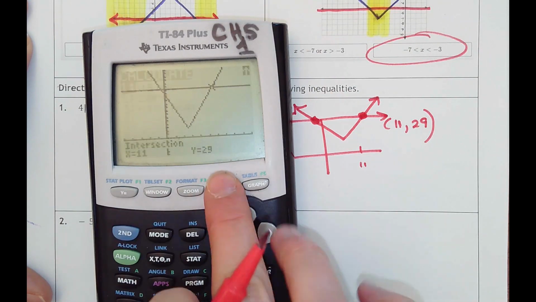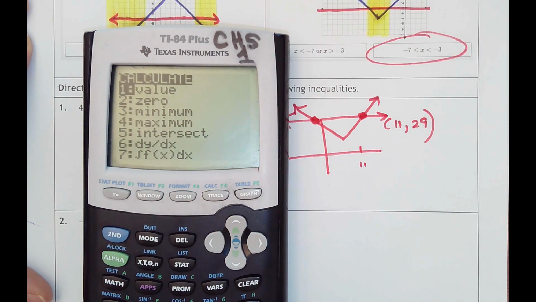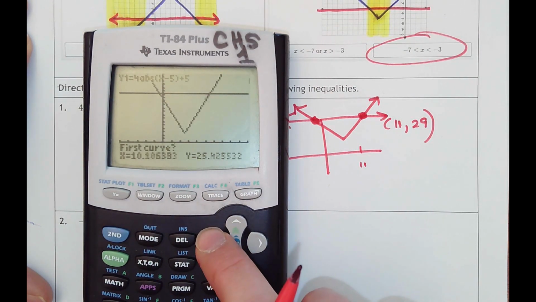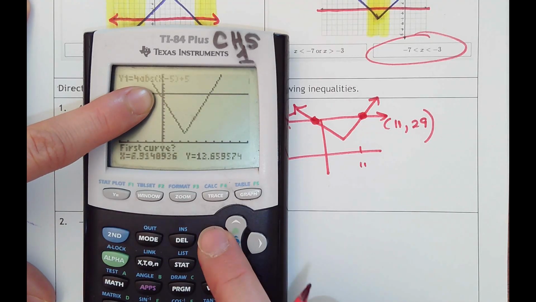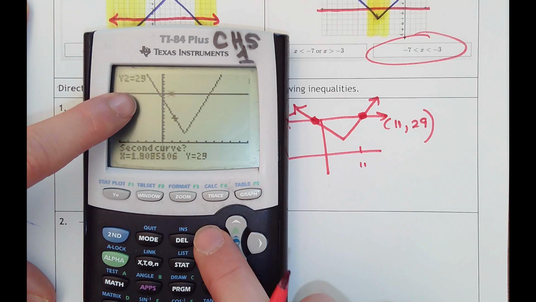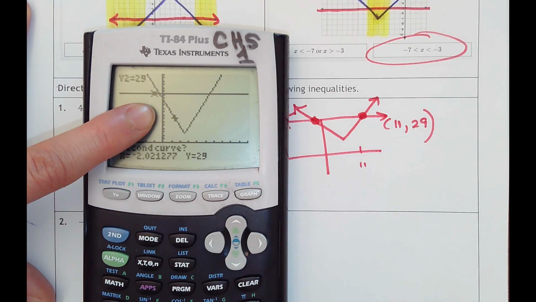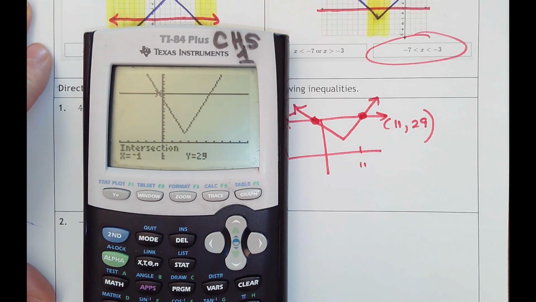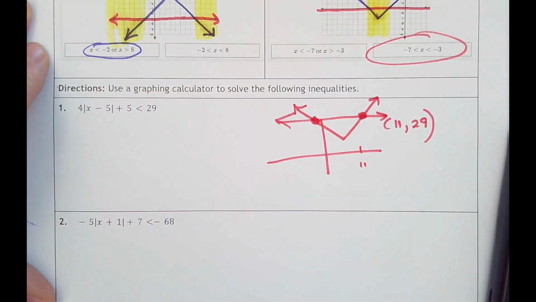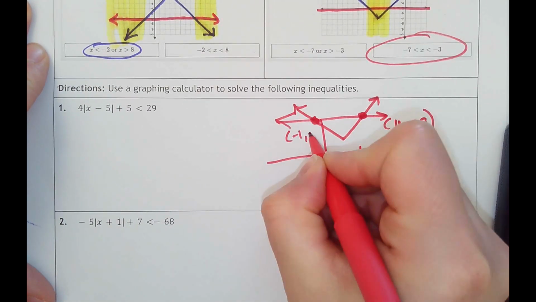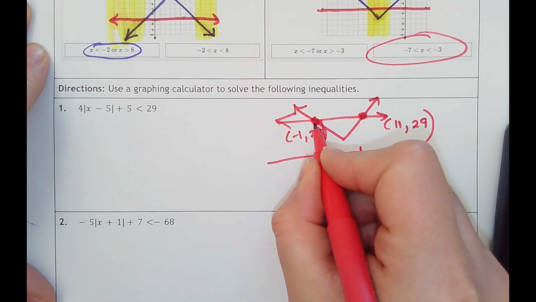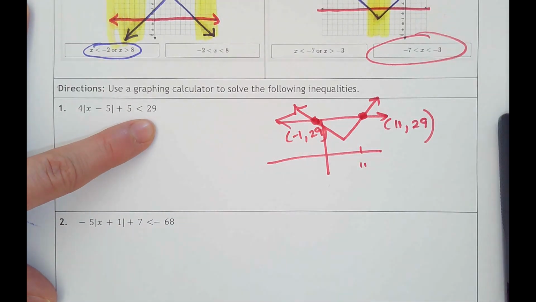So you've got to go second calc again, number 5 for intersect. Flashing, I want to get over closer to this point this time, so it knows I want this one. Somewhere in there is good. And then same thing, I'm going to get on this left side of the intersection point. Okay, that tells me that's at -1, 29. Makes sense that the y's are 29 there because it's literally intersecting at y equals 29.